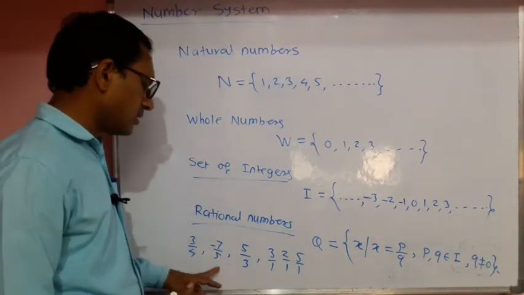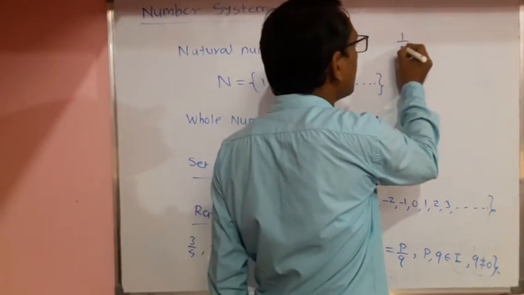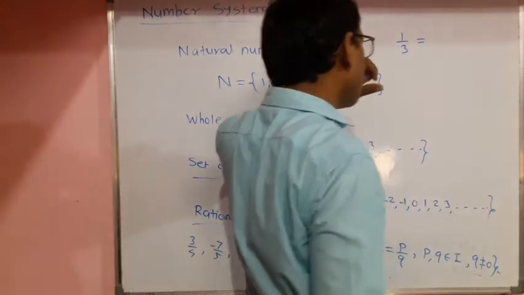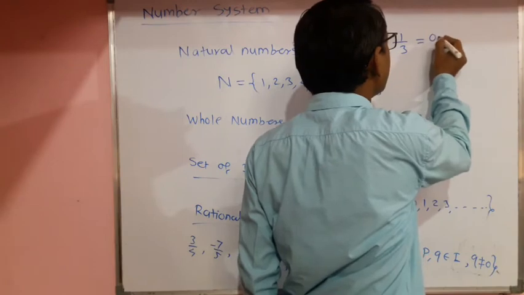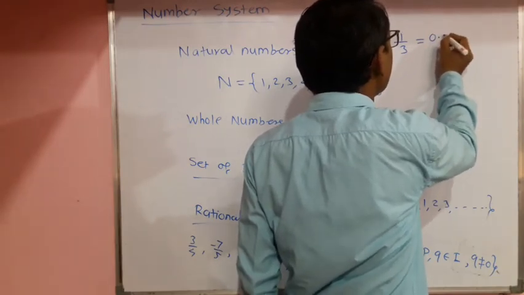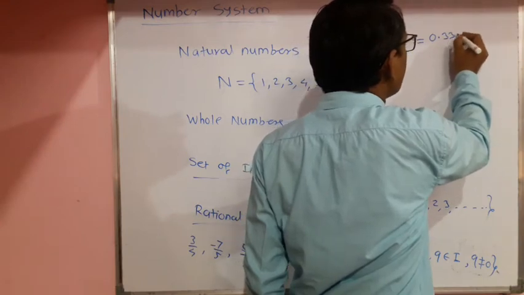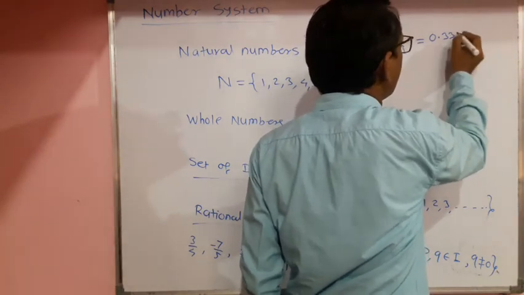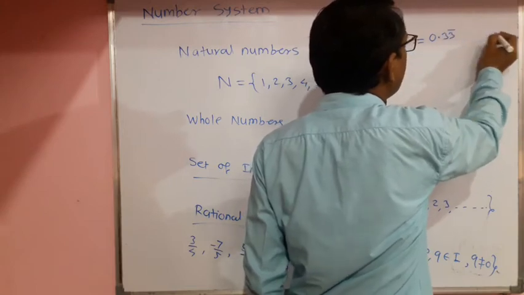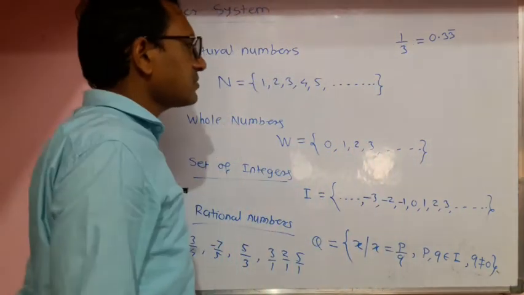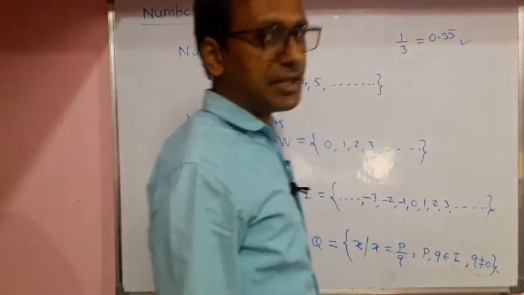And now the number of the form 1 by 3. The decimal representation of 1 by 3, obviously this is a rational number, is 0.33, where this 3 occurs recurringly. So we write this as 0.3 bar, which means this 3 occurs an infinite number of times. So elements of this form are also rational numbers.